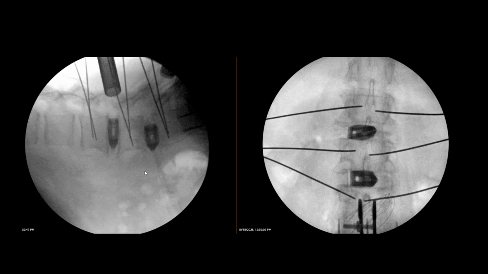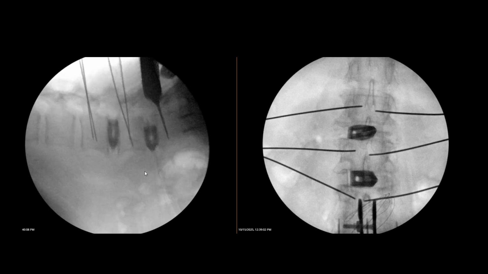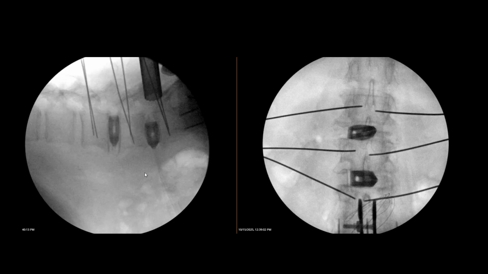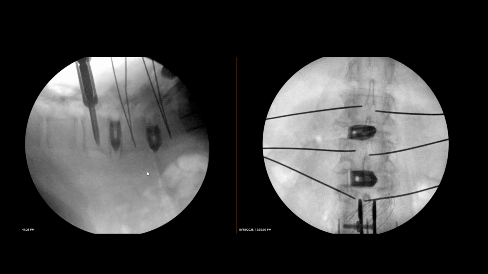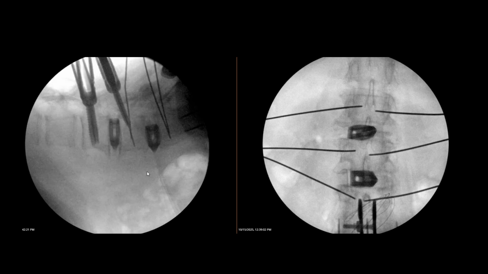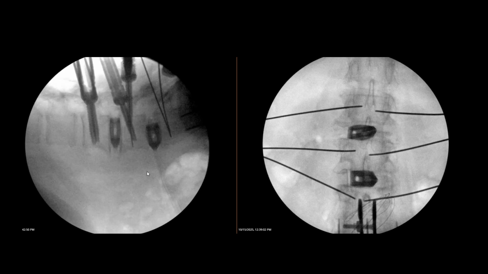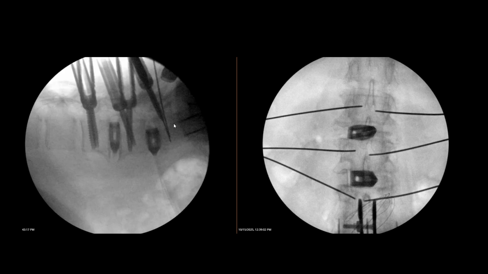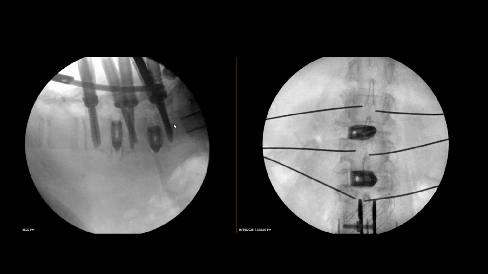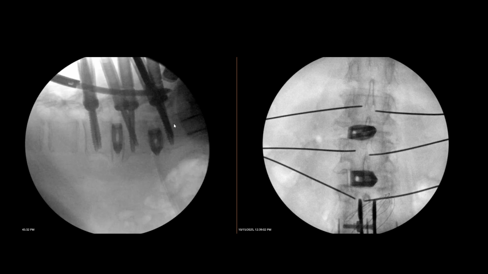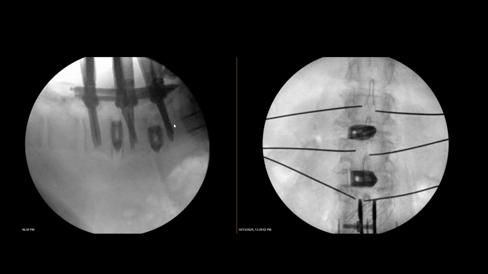We use this decorticator to grind the surface of the facets. At this point, the AP machine goes out and all the rest of the surgery is done on the lateral. We put the screws in. As you see here, I'm lucky because they didn't put screws in L4, so I don't have to open up and take the old hardware out. And once all the screws are in, we pass a rod and lock it in place.